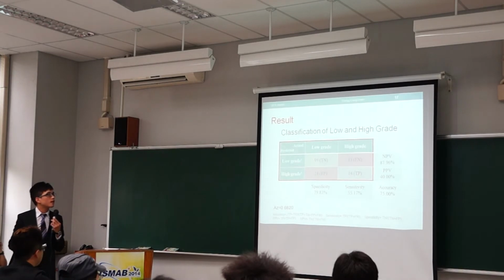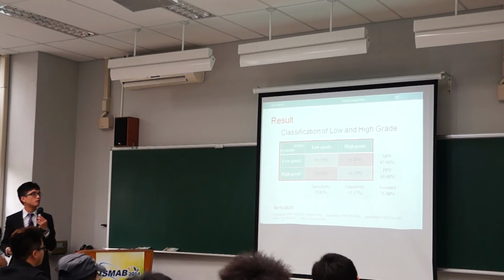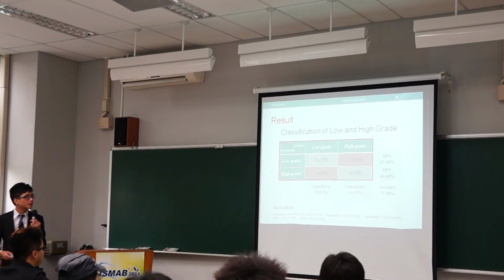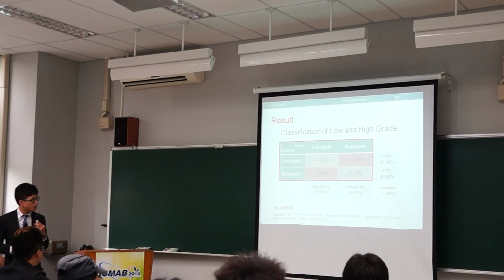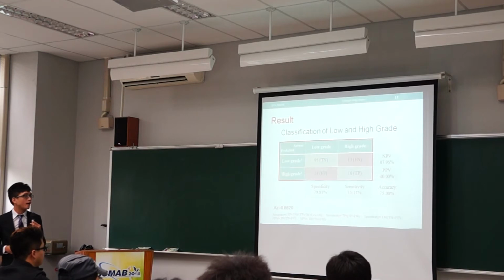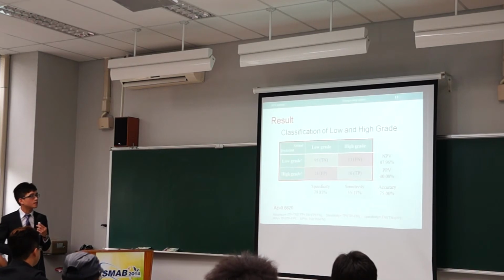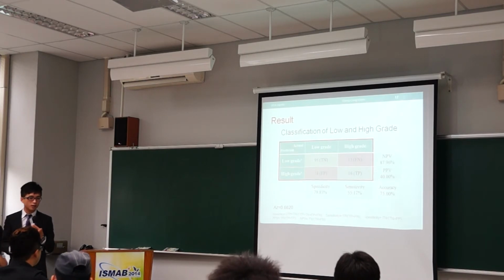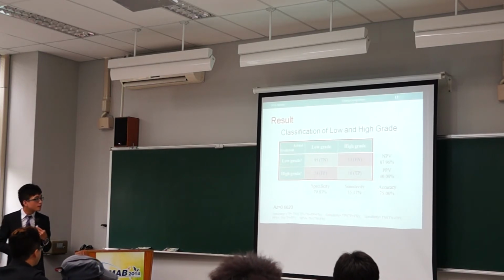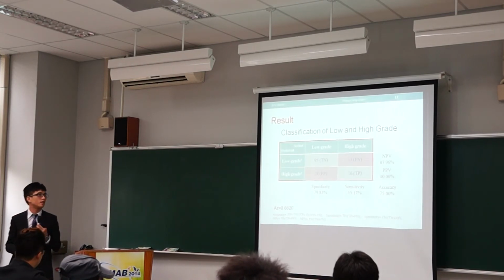So this slide shows the results. The gray line shows the confusion matrix from classification of low and high grade. And the 6 indices can be calculated from this formula and are shown around the table. The accuracy of the system is 75%, but some indices are not up to expectation, like PPV and sensitivity. So we will try to improve the performance.